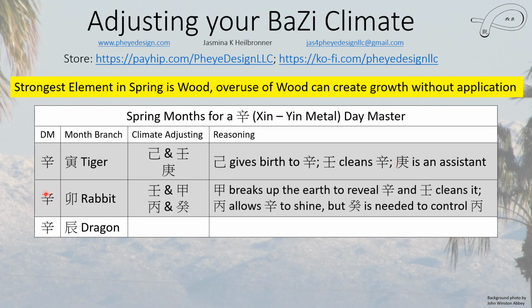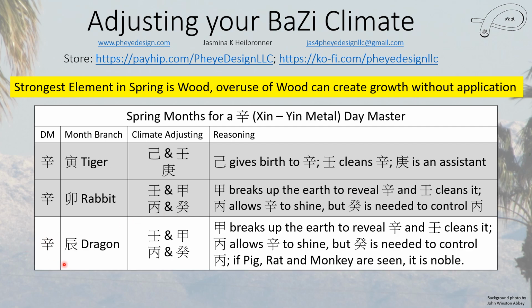Now the sin metal, born in the month of the rabbit, is a bit complicated. The Jia wood breaks up the earth to reveal the metal, and the water cleans it, and the fire allows it to shine. But you also need some water to control, and this usually represents rainfall, so it's a more gentle water to control the fire because otherwise the metal can melt too much. So this is a pretty complicated one. Again, all this will make a little more sense when we talk about what to do. And remember, this is all code.